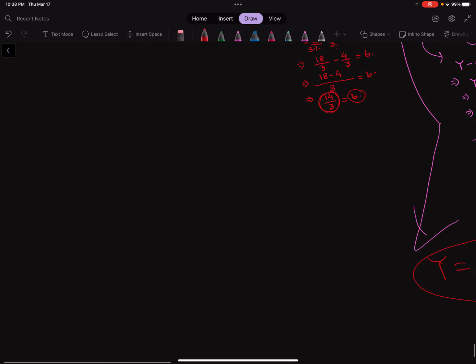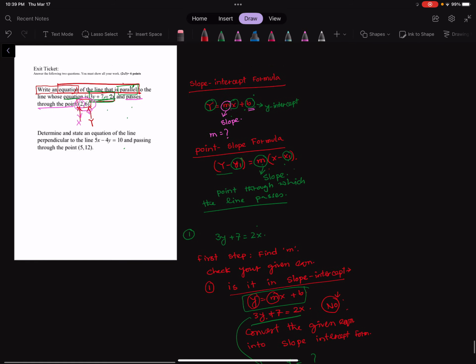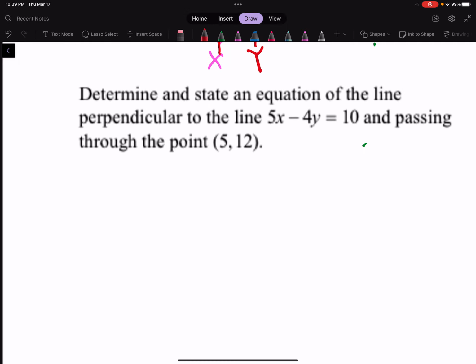So let me show the second one. Here, if we go again, what's the equation?